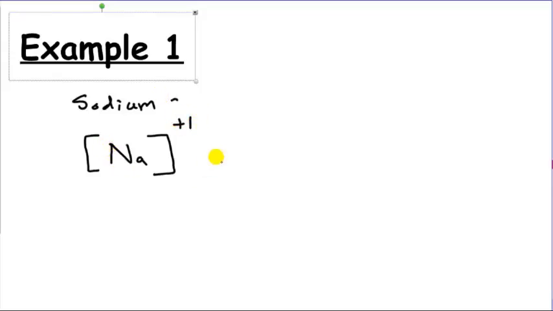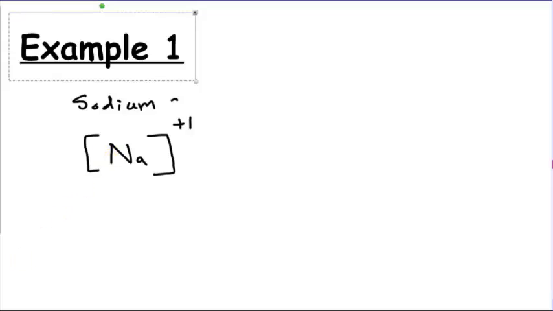Now, because sodium is a cation and it has a positive charge, we're not going to draw in any valence electrons around this. Why? Well, it lost it. It doesn't have any valence electrons. So the dot diagram of the ion sodium looks like this.